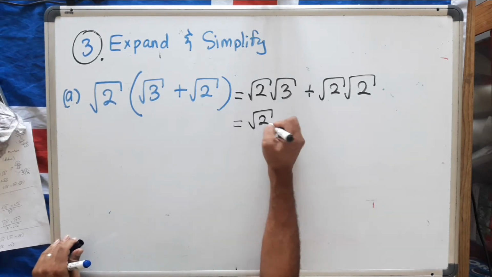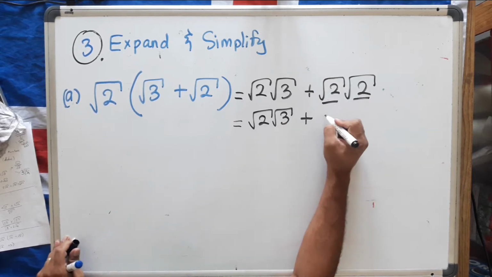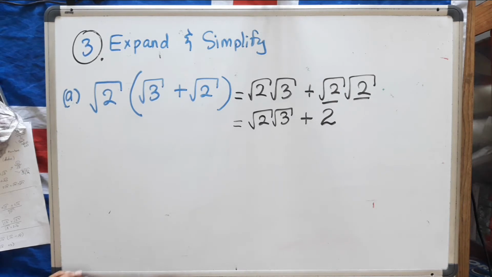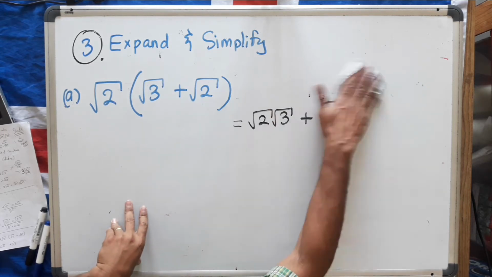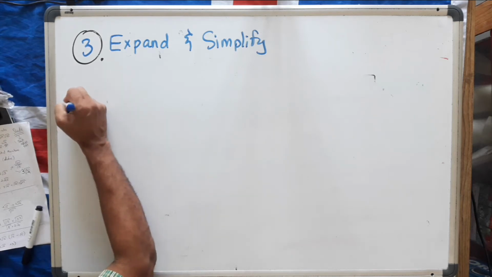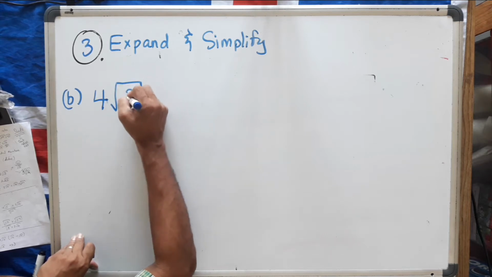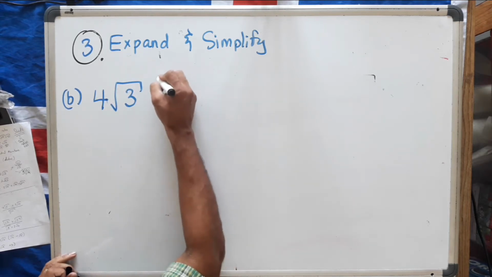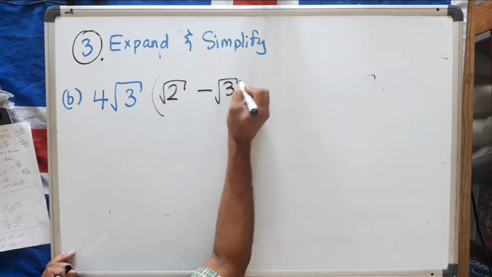We're going to leave this as the square root of 2 multiplied by the square root of 3. But the square root of 2 multiplied by the next square root of 2 is just simply 2. Remember, the square root of a multiplied by the square root of a will just give you a. Well, that's a really simple example. Let's try a slightly harder one. Try this one here. 4 square root of 3, open brackets, the square root of 2 minus the square root of 3.